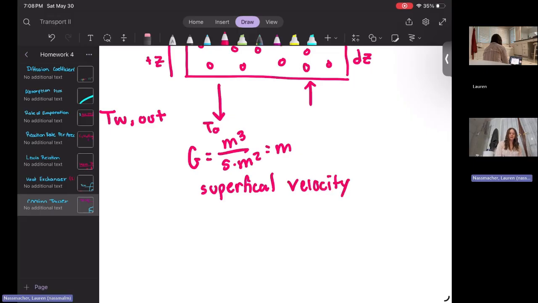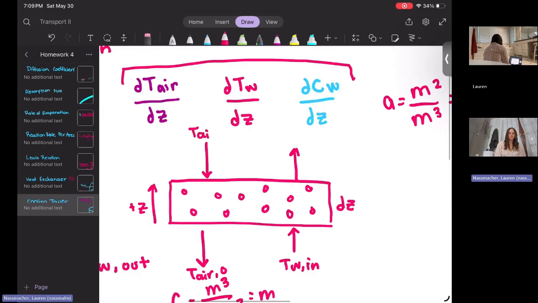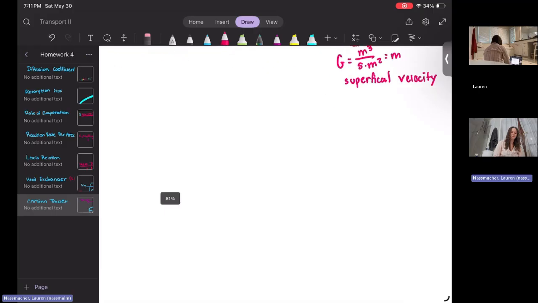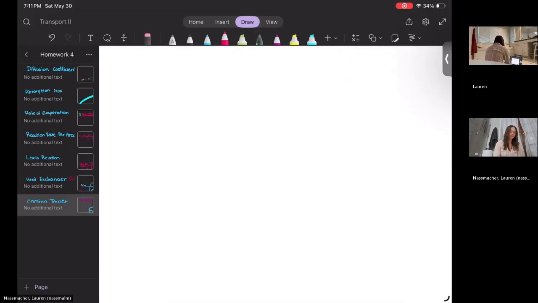Remember, this is temperature of air out, temperature of water in, temperature of air in, temperature of water out. Let's now find the change in the temperature of the water with respect to dz. So our change in temperature of our water with respect to dz is going to have several components. You need to think about the mass transfer as well as the heat transfer, the concentration of water that's in the air. So it's 100% water.